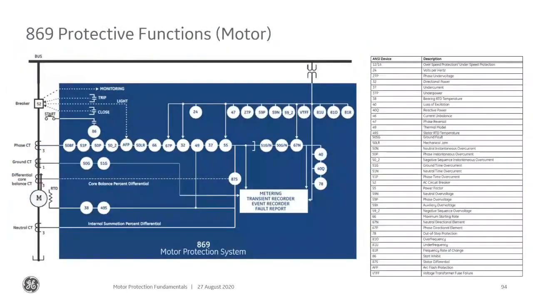Some specifics about the 869. This is the list of all the ANSI device numbers, and it has the different protection elements that are specific to motors. It also has over and under voltage, over and under frequency, all of your instantaneous and time overcurrents, including directional elements. There's the list. I think you'll find everything you're looking for. The 87S differential is set up so that you can do that with the phase CTs and neutral CTs, or you can do it based on your core balance CT. Just some options there.